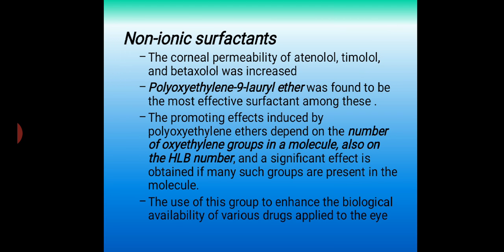As we know, there are various types of surfactants. The first one is the non-ionic surfactants. These non-ionic surfactants have been proven to increase the permeability of ethanol, timolol, etc. An example is polyoxyethylene 9 lauryl ether. This is found to be the most effective non-ionic surfactant for the permeation of ocular drugs. The number of oxyethylene groups in the molecule as well as the HLB value of this molecule play a major role in enhancing the permeability. The two things are the number of oxyethylene groups and the HLB value of the molecule.